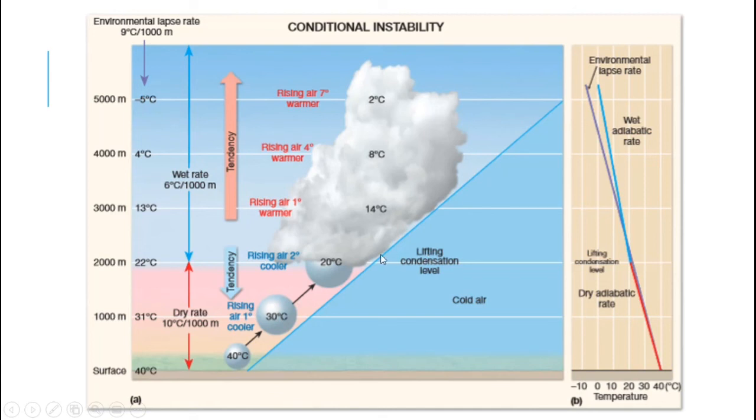But at the lifting condensation level, let's check. For this, minus 6 na. That's why you have 14. Comparing to this, higher temperature itong parcel of air. Then minus 6 again. So you have 8. Still at a higher temperature compared to this one. So the tendency is to move at a higher altitude. So magra-rise up pa siya. Unlike at this condition na magbababa na siya.